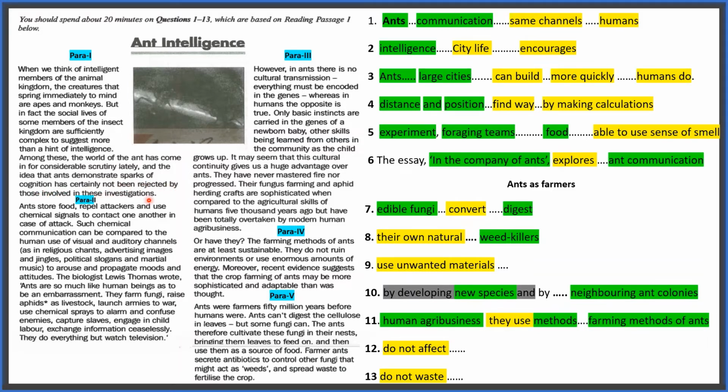Ants store food, repel attackers and use chemical signals to contact one another in case of attack. Such chemical communication can be compared to the human use of visual and auditory channels, as in religious chants, advertising images and jingles, political slogans and martial music, to arouse and propagate moods and attitudes.